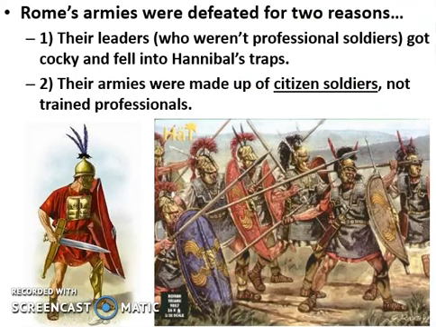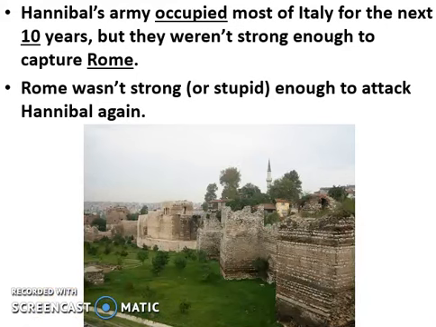So Rome's armies were being defeated for 2 major reasons. First, their leaders, who were not professional soldiers, got cocky and fell into Hannibal's traps. Basically, they thought they were the greatest, and so because of that, they fell for a lot of the traps that Hannibal set. Second, the armies were made up of citizen soldiers, not trained professionals. There was no standing trained army in Rome. And so a lot of these people were farmers, were merchants. They were not trained soldiers. So this is the major reason why Rome was losing these major battles in the Italian peninsula.